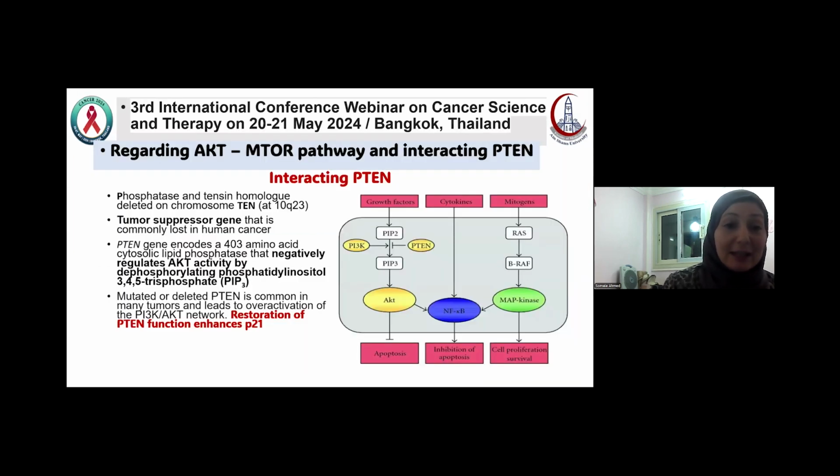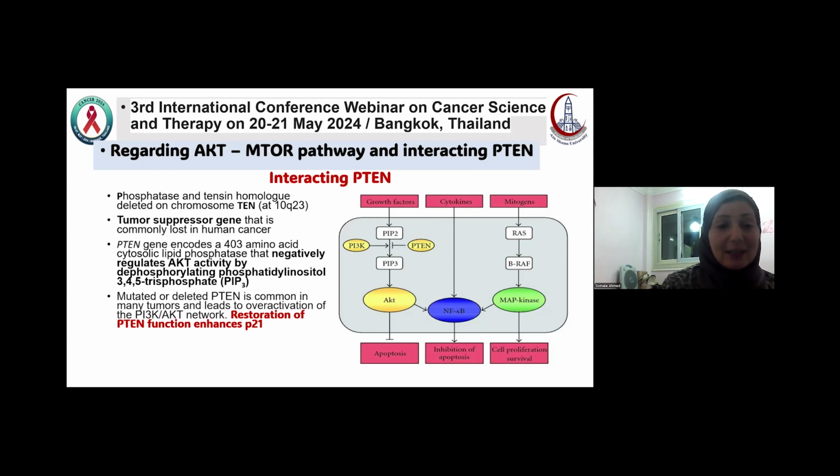Regarding the interacting PTEN, this is a phosphatase and tensin homologue. This is a tumor suppressor gene present on the long arm of chromosome 10, 10q23, region 2, band 3. Why is it a tumor suppressor gene? Because, as Dr. Noor mentioned in her talk, it acts on the phosphatidylinositol 3-kinase, AKT-mTOR pathway. It prevents the development of phosphatidylinositol triphosphate, so it prevents activation of the AKT-mTOR pathway, and once it's present, it will prevent cell proliferation.